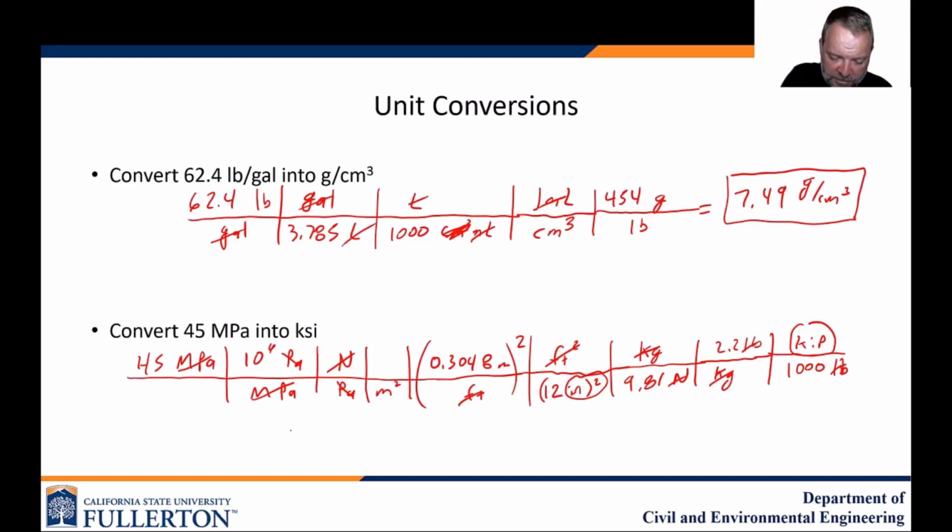So I can do my math. 45 times 10 to the 6th times 0.3048 squared times 2.2 divided by 12 squared divided by 9.81 and then divided by 1,000, and I get 6.5 KSI is the answer that we wanted to find. So now we know if we were given a material that had a Young's modulus of 45 megapascals, which would be quite small, we can convert that into KSI if we're using FPS units instead.